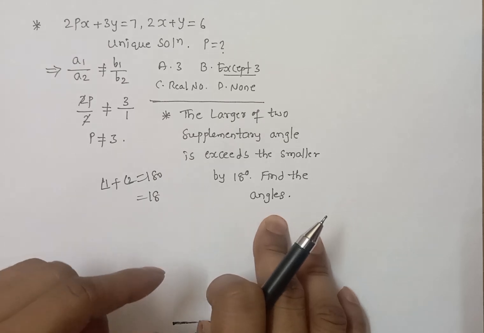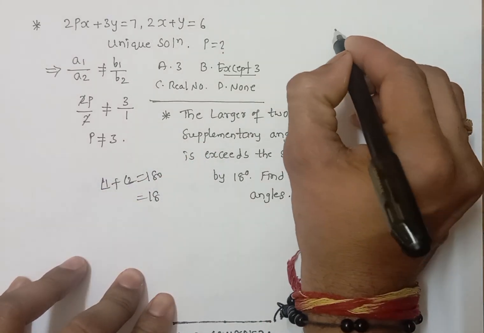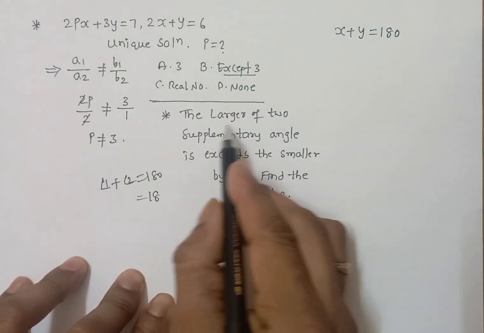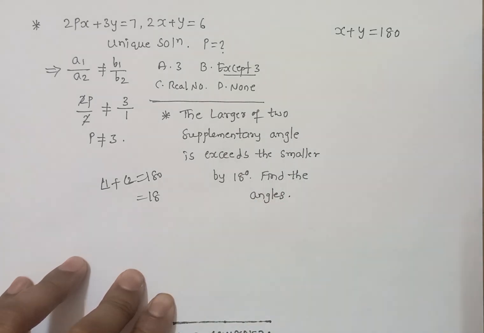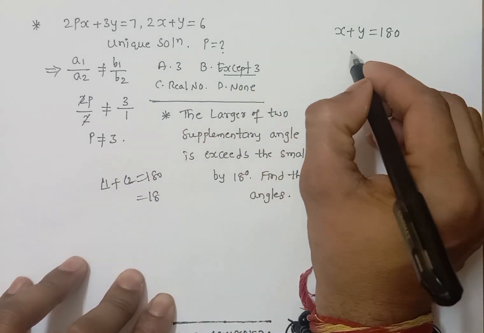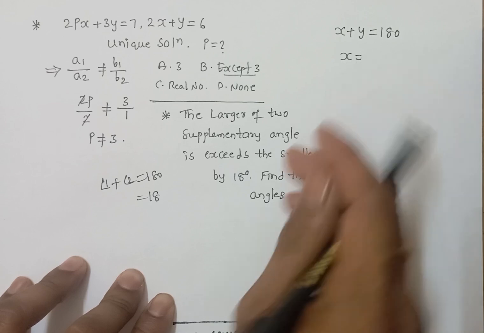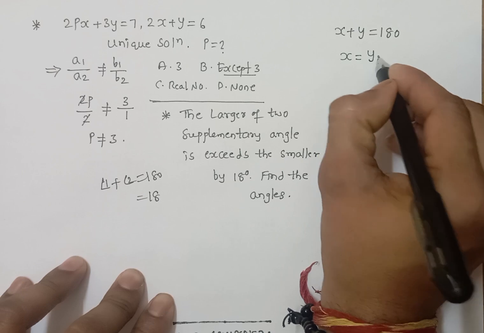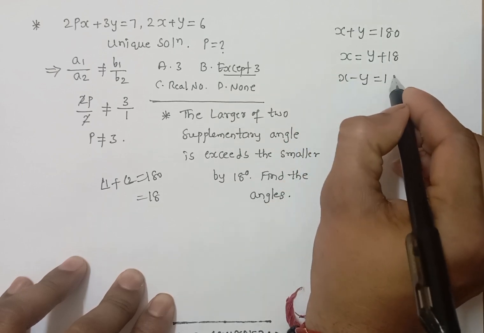So what is the question here? Supplementary angles are given to you. Let us take the two angles x and y. x + y = 180 degrees. The larger angle exceeds the smaller by 18. I'm assuming that x is the larger angle and y is the smaller angle. So the larger angle equals 18 more than the smaller, so x = y + 18. And if you take this to the other side, it becomes x - y = 18.